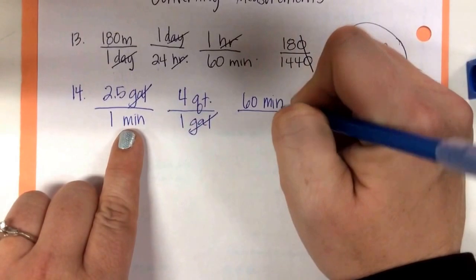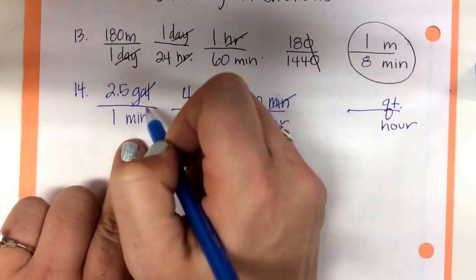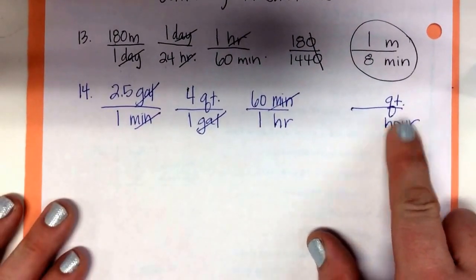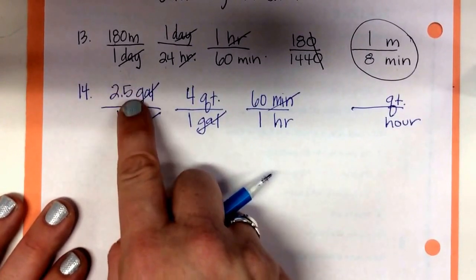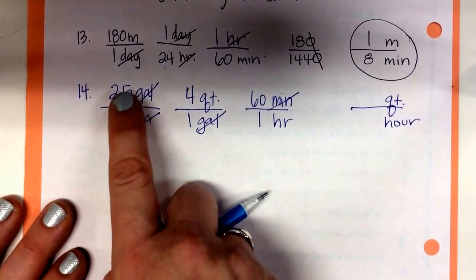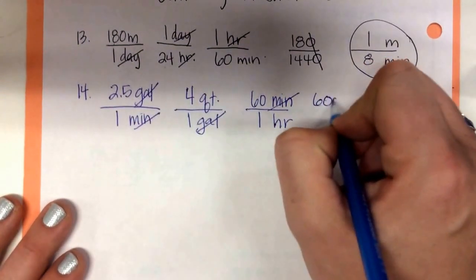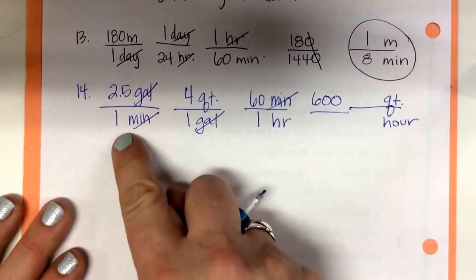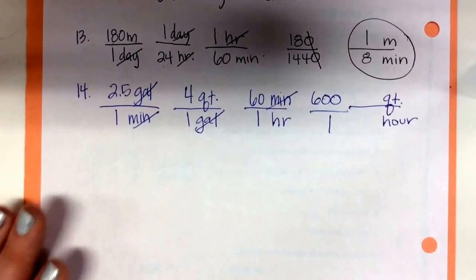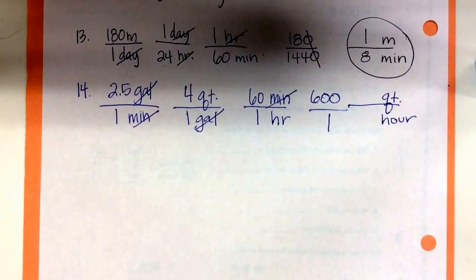60 minutes is 1 hour. Is my bottom label good? Yes. All right. Multiply. 2.5 times 4 times 60. 2.5 times 4 times 60 is 600 over 1 times 1 times 1. 600 quarts per 1 hour. That's your answer. Put it on the front.